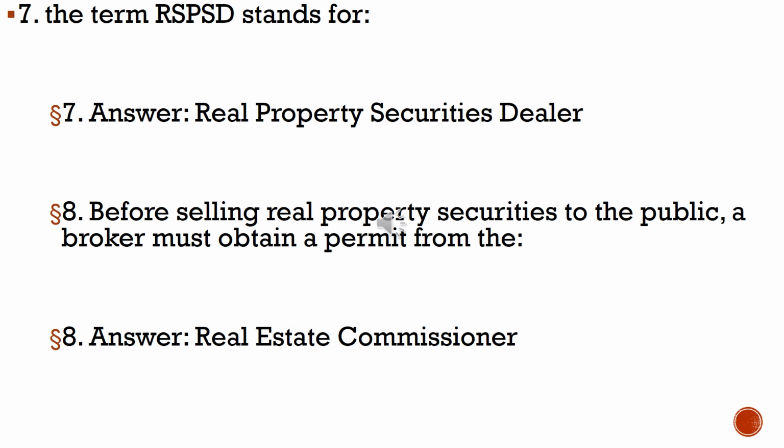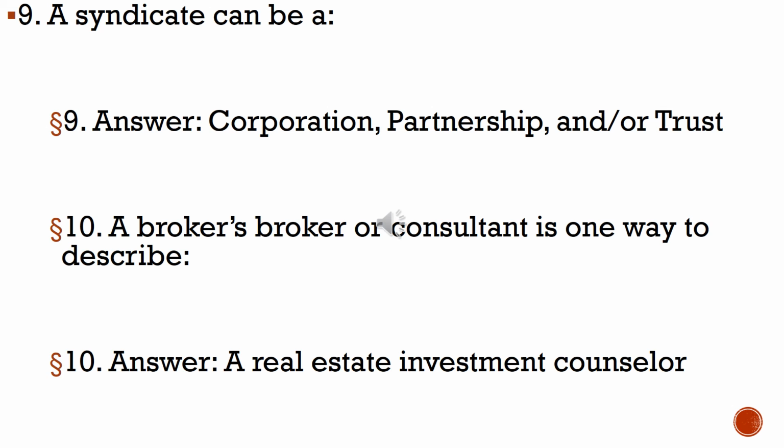Question number 8. Before selling real property securities to the public, a broker must obtain a permit from the? Answer: Real Estate Commissioner. A syndicate can be a? Answer: corporation, partnership, and or trust. Question number 10. A broker's broker or consultant is one way to describe? Answer: a real estate investment counselor.